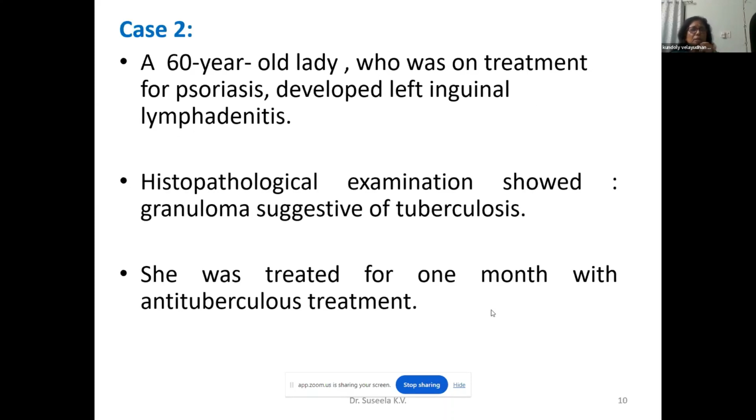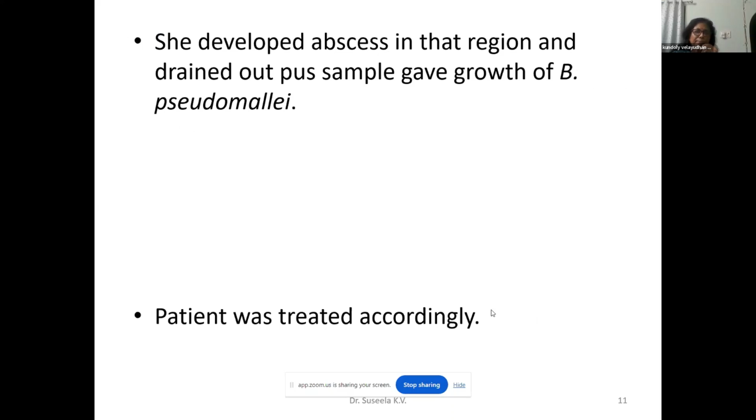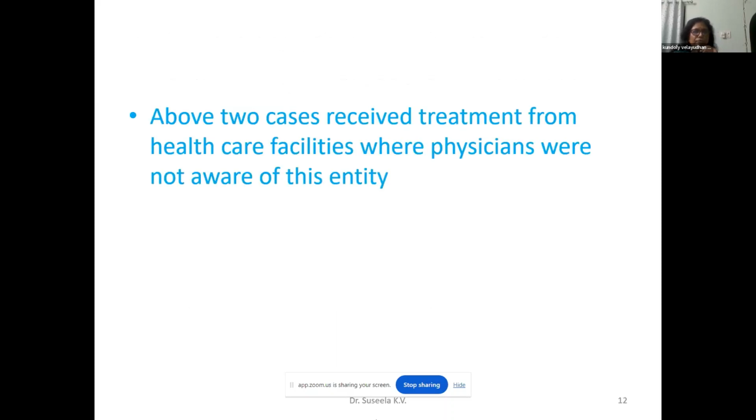The second case was a 60-year-old lady who was on treatment for psoriasis and developed left inguinal lymphadenitis. It was an infection of the lymph node. Histopathological examination showed a granuloma suggestive of tuberculosis, and she also was treated for 1 month with anti-tuberculosis treatment. She developed an abscess in that region, and the pus sample in the microbiology lab yielded Burkholderia pseudomallei. Accordingly, the patient was treated with ceftazidime in the intensive phase, and later with cotrimoxazole. So both cases received treatment from healthcare facilities where physicians were not aware of this entity.